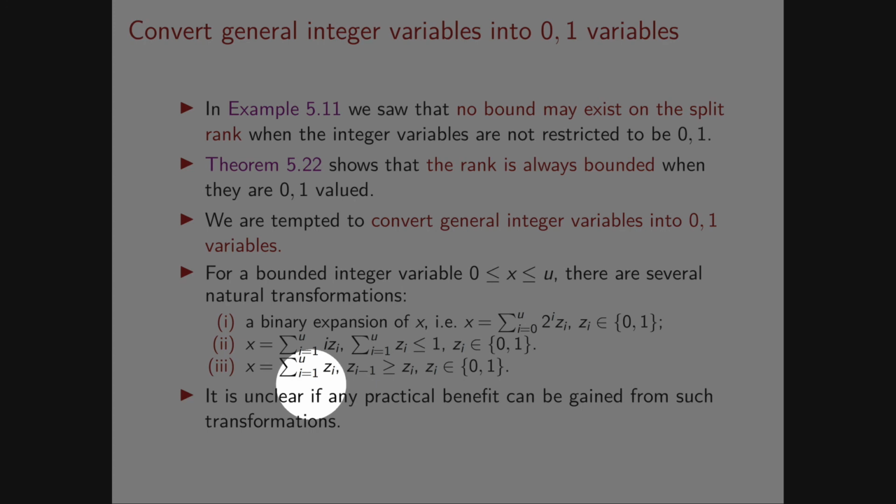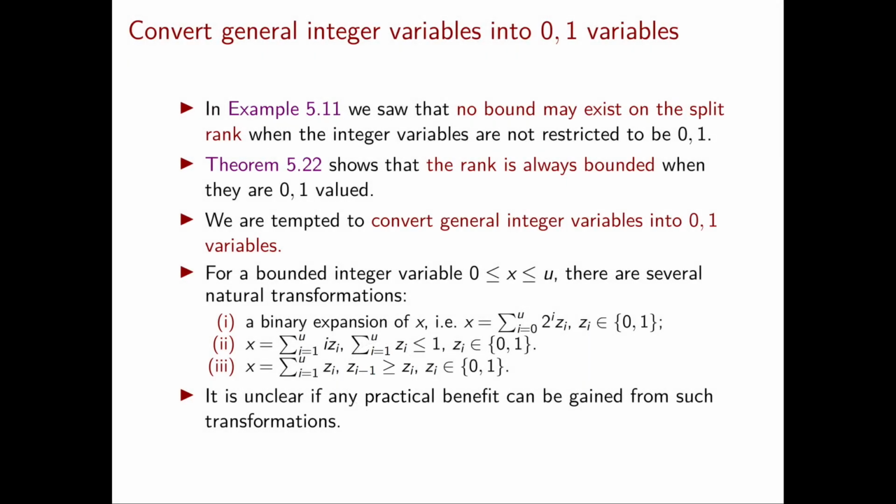So in order to break symmetry, you can, for example, add inequalities of the form z_{i-1} greater than or equal to z_i for every i. In any case, these are just three possible ways that allow you to delete integer variables from your formulation and replace them with binary variables. At this point, the new formulation we know will have a bounded split rank.